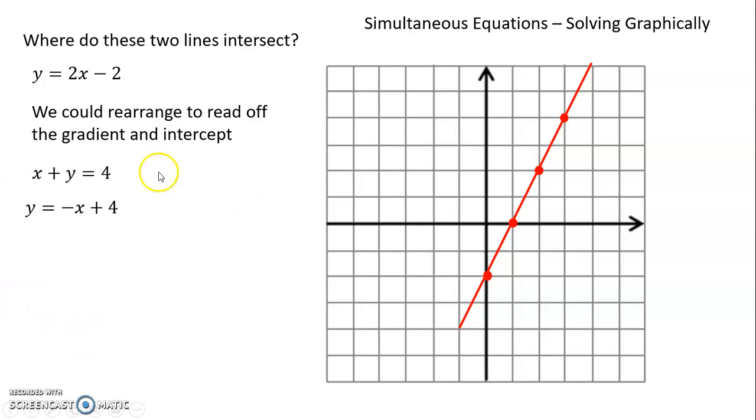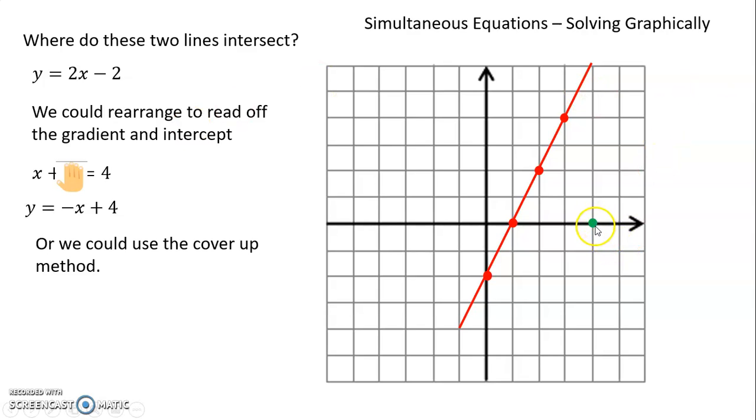But when you've got an equation in this form, you should be thinking about the cover-up method, because it's quicker and it's easier. So I'm going to cover up y, and that tells me y is 0. So what is x when y is 0? Well, x must be 4. So I'm going to plot a point at x is 4, y is 0, which is just here where the green dot is.